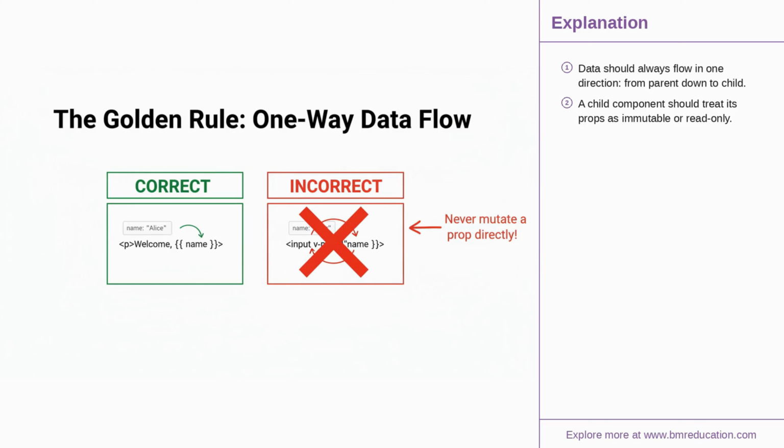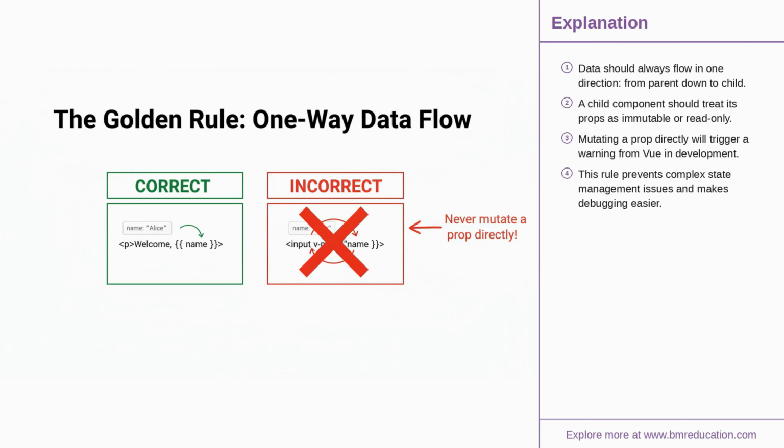This brings us to the most critical rule of props: one-way data flow. A child component should never, ever directly mutate a prop. Data flows down from parent to child. If the child were to change the prop, it would also affect the parent state, creating a confusing, hard-to-debug situation. Vue helps enforce this by issuing a console warning if you attempt to modify a prop directly.